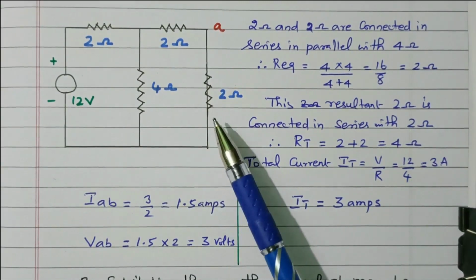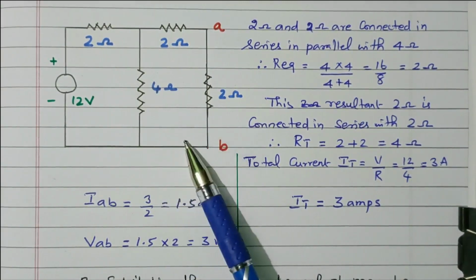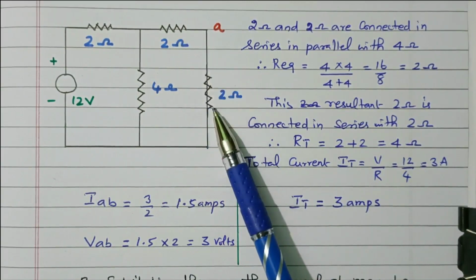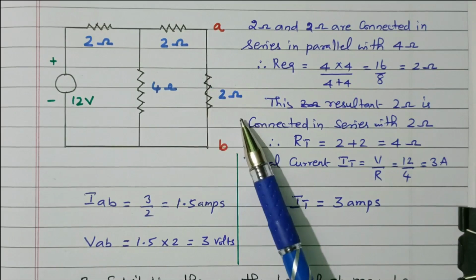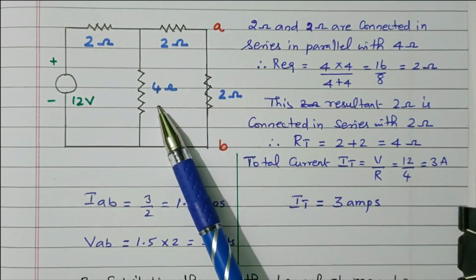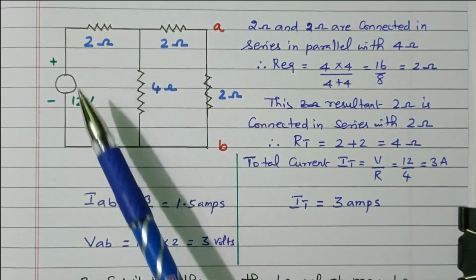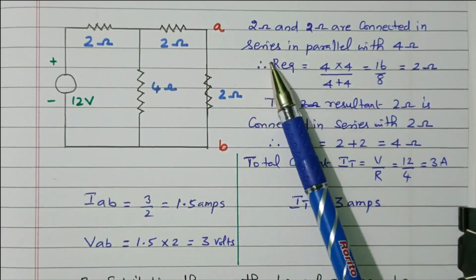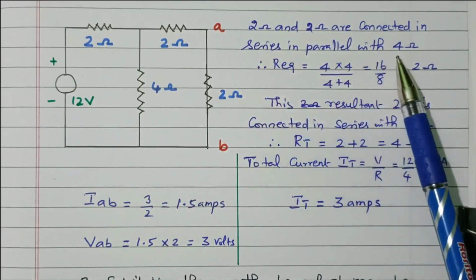In order to find the current, we need to simplify the resistors. From this diagram it is clear that these 2 ohm and 2 ohm are connected in series. That is in parallel with this 4 ohm, and that is connected in series with this 2 ohm, right?